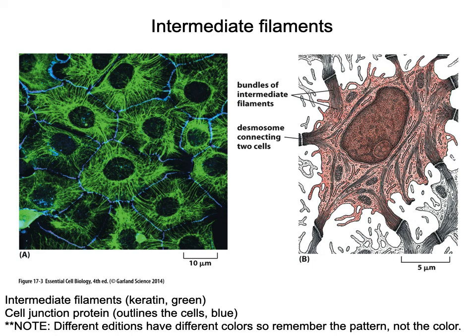They anchor two neighboring cells together so that it helps in stabilizing and giving strength, right? Because again, these cells are going to have forces on them. And so these desmosomes with the intermediate filaments allow them to be structurally stronger.